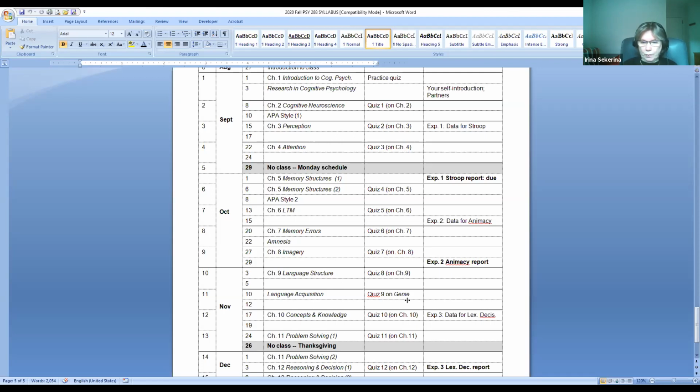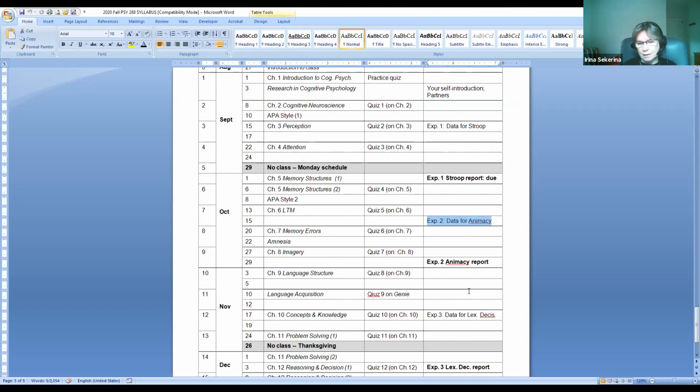So what you're going to be doing is experiment 2, but not false memory, but something called the animacy effect. And that's what you can see now reflected in the syllabus. Otherwise, it's exactly the same. Your data collection is the same time. Your lab report submission is the same time. So nothing really changed except for the actual experiment, because the one that I had originally might be a bit too complex for you, and this one should be okay.